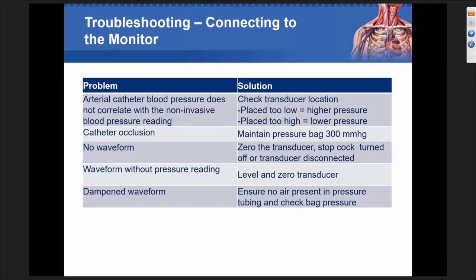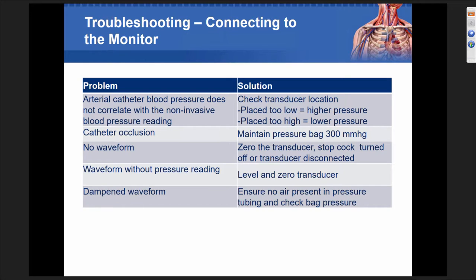If you have no waveform, again, you're going to look at the transducer, you're going to zero it, you're going to look at your stopcock, and you're going to walk back all the tubing connections to make sure every connection's on. Sometimes when the transducer is mounted to the arm, things get tucked under sheets and patients roll over on them. So just make sure you're always checking that the tubing is totally open.